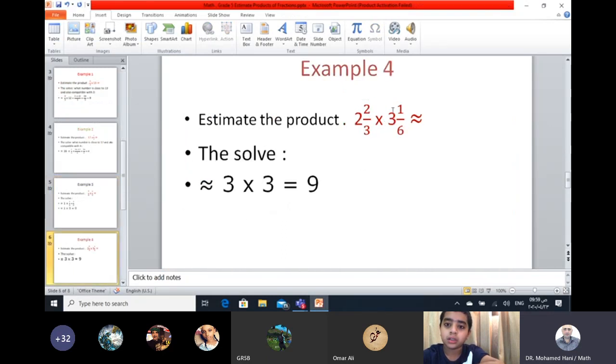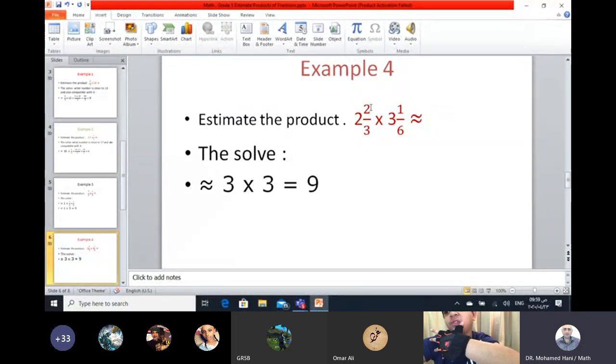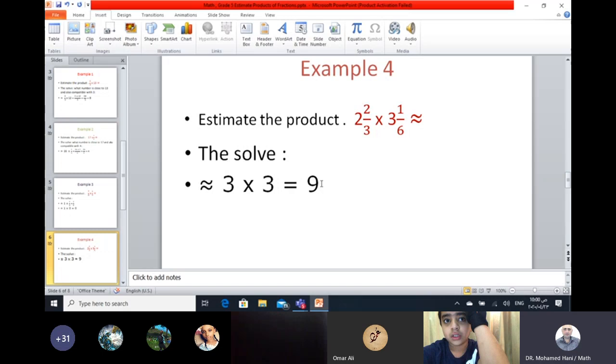Okay. In this example, we have a mixed number. How to estimate the mixed number? In the first mixed number, go to the number here, 2 over 3, and try to estimate 2 over 3. And see here 2 is very close to the 3. The estimate here will be 1. 1 plus 2 will be 3. The estimate here of 1 over 6 will be 0. 0 plus 3 will be 3. So 3 times 3 will be 9.